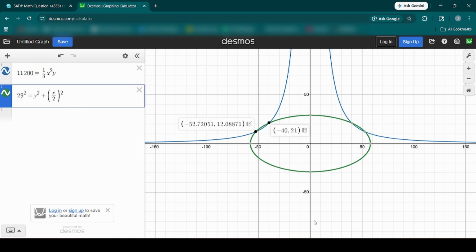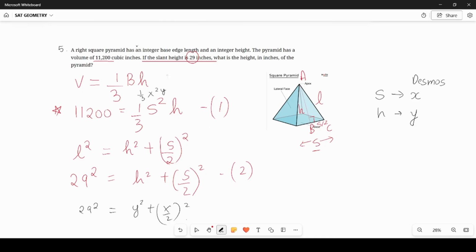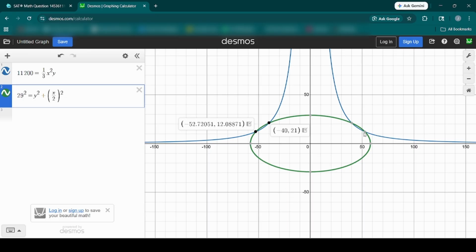And now let's read the question again. Let's go back here. Now, let's read the first line. A right square pyramid has an integer base edge length, and an integer height. So it clearly tells us that S and H can only be integers. So let's go back here. So now we can again eliminate this 52.72, right?